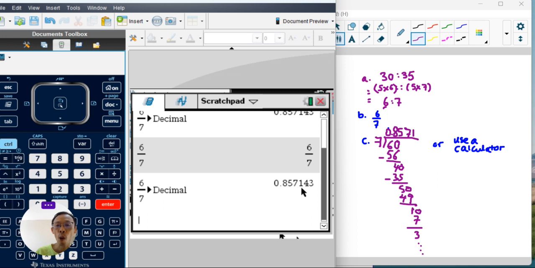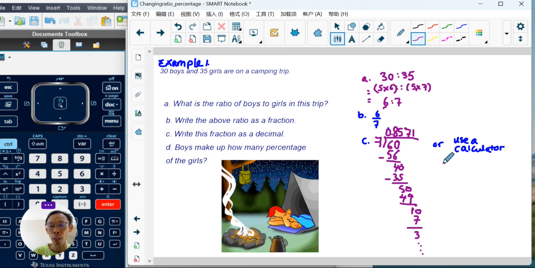So you get 857143. So I got 6 digits of the answer. In the IB, when you go into the diploma program, you need to put your answer exactly or to 3 significant figures only. So right now I can put it to 3 significant figures, 0.857. So it's 3 SF, 3 significant figures.